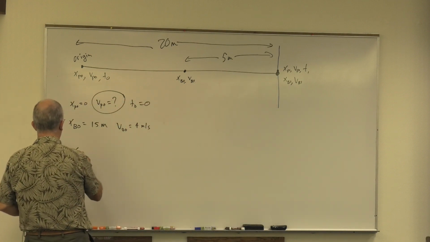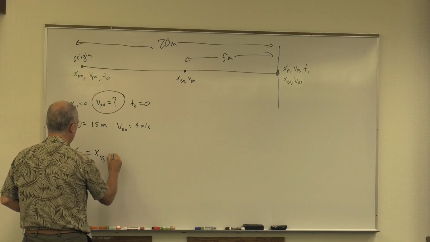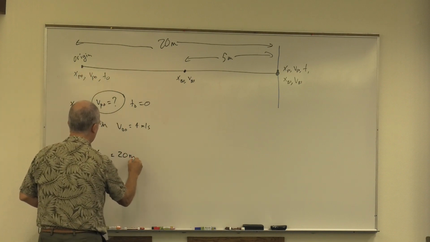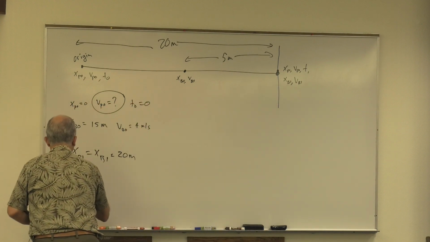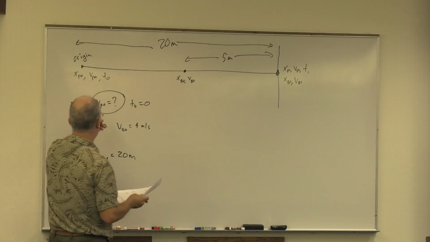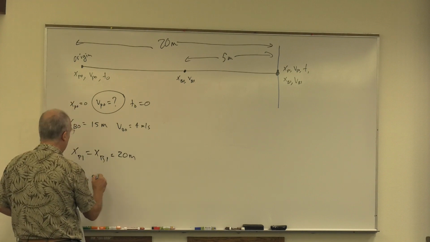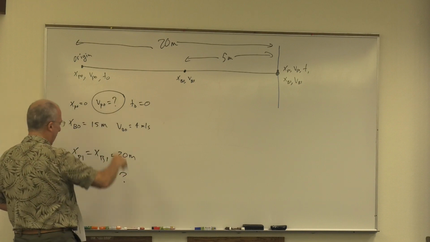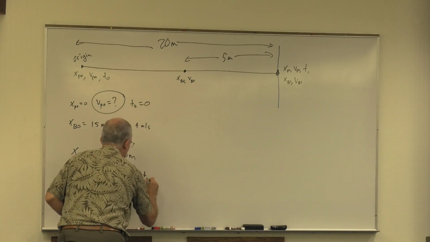Now, x puck 1 equals x Bruce 1. What's the distance from the origin? 20 meters. Okay, I got the x's. Now velocity puck 1. Well, it's the same as velocity puck 0, right? It's ice. The velocity doesn't change. So velocity puck 1 equals velocity puck 0, which I don't know, which I'm going to find out. T1, I don't know what T1 is. So T1 equals question mark.